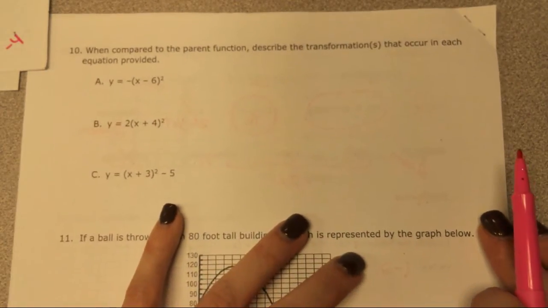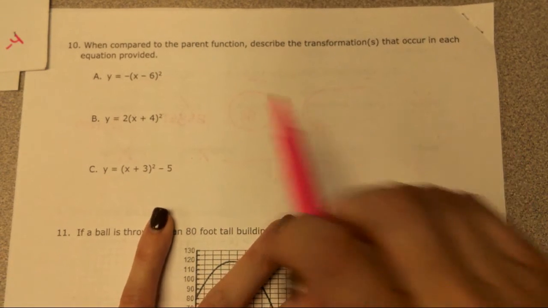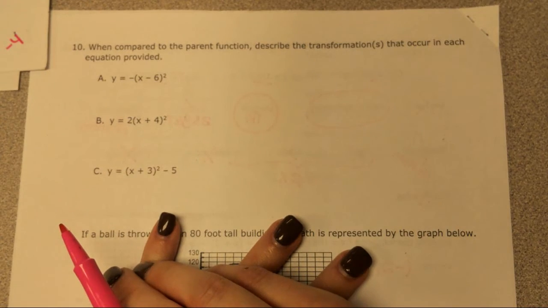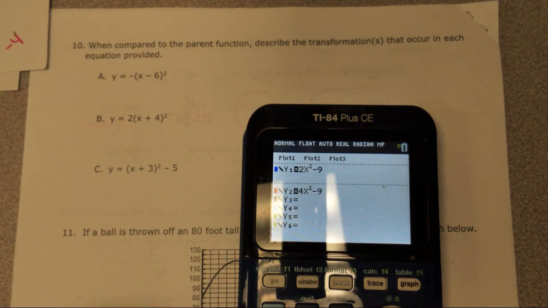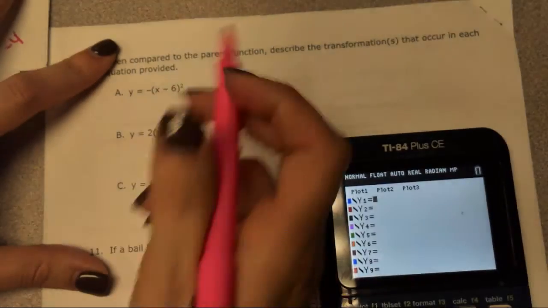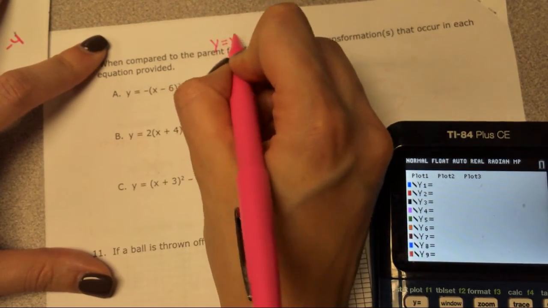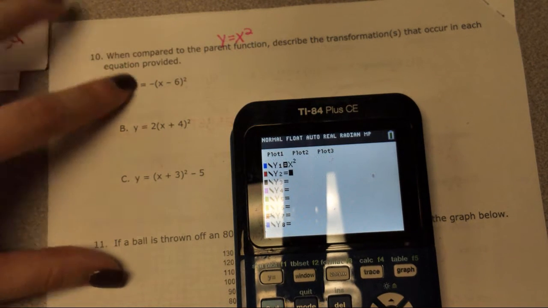Okay, on to the back. When compared to the parent function, describe the transformations that occur in each equation provided. Guys, you may know what each part does to the equation. Check yourself. Go to your calculator, and we're comparing it to the parent function. Now, the parent function is y equals x squared. So I'm going to graph my original, x squared, and then compare.